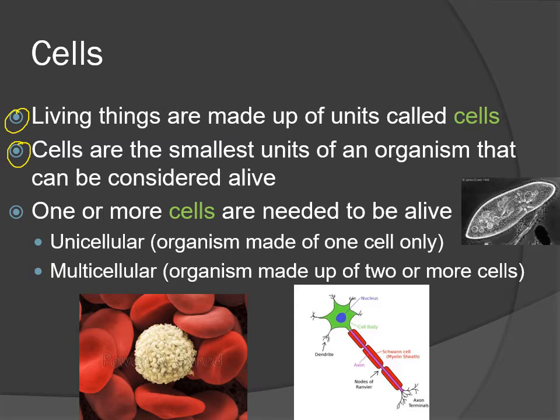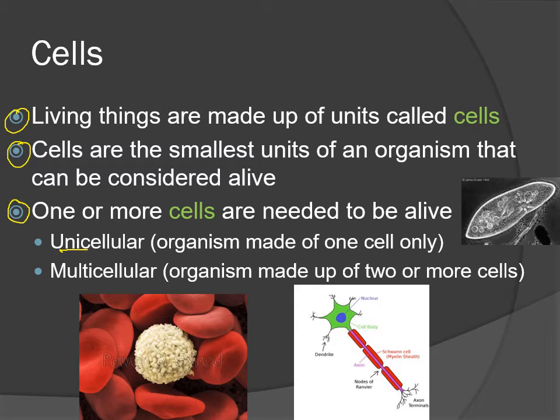So a cell can be considered alive. Nothing inside of the cell can be considered alive, and things that are made of cells can be considered alive. So from the cell up, it's alive. From below the cell, inside the cell, it's technically not alive. One or more cells are needed to be alive.